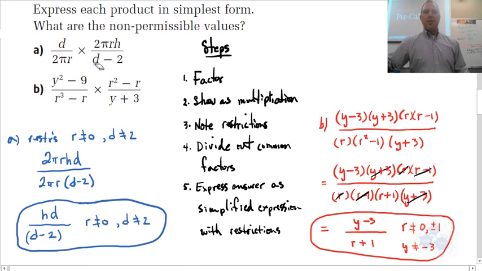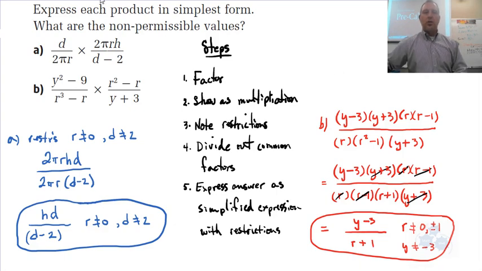So you want to factor everything first, okay? Factor the top, factor the bottom, and that's especially prevalent here in B where you really need to do that. You see how I've done this? I factor the top and the bottom for each. Show as a multiplication. So if we have division, which we're going to talk about later, we want to flip that and multiply. Show as a multiplication.